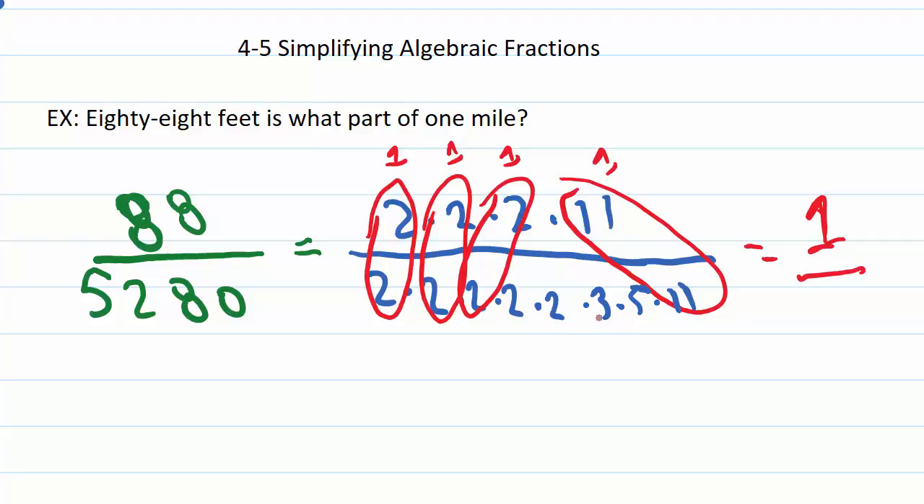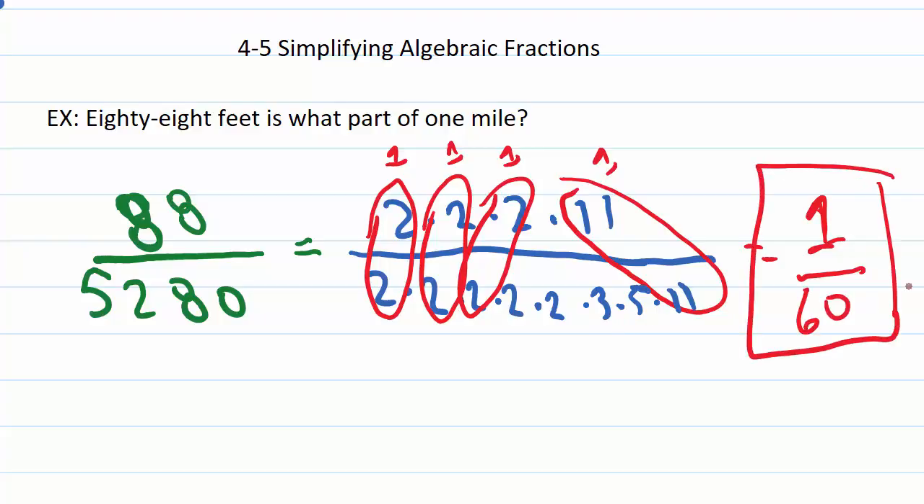4 times 3 is 6. No, not even close. Sorry. 4 times 3 is 12, times 5 is 60. That's what I was after. So it turns out that 88 feet is 1/60th of a mile.